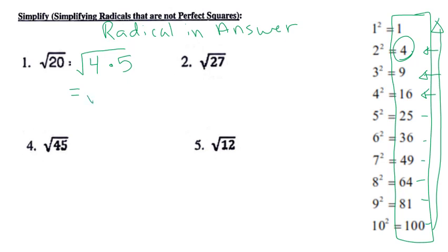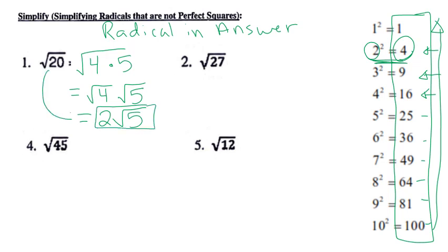So if we go ahead and do the square root of 4 times 5, that's the same as using the product rule on the square root of 4 times the square root of 5. I can take the square root of 4. I already know that's 2 squared, or 2. And the square root of 5, I can't go any further. So I'm going to leave my answer. My simplified answer is 2 radical 5.